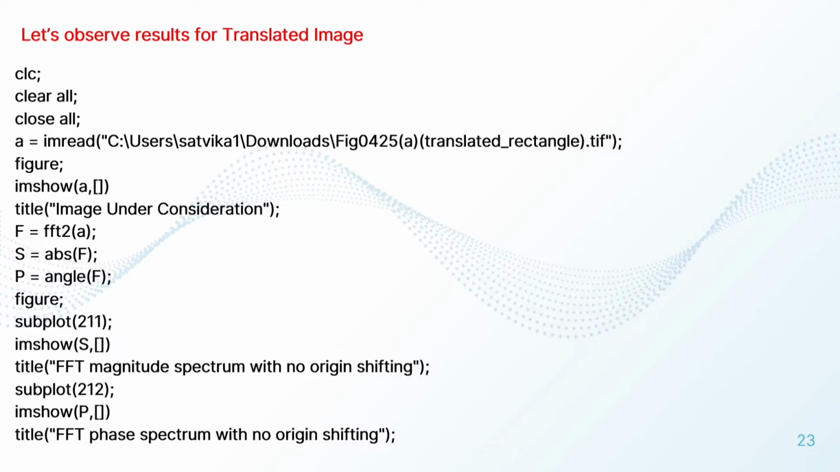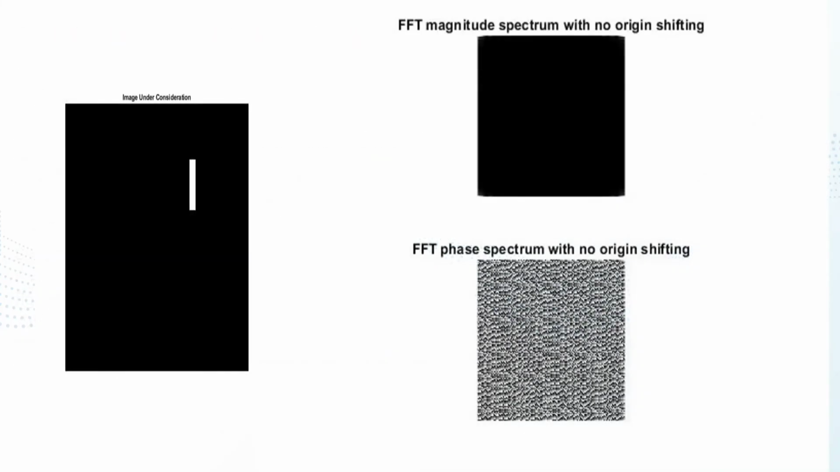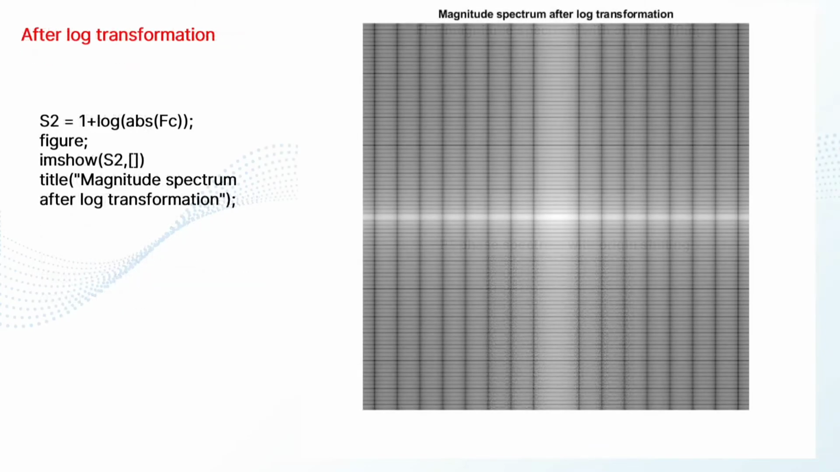Now let us perform some operations on the translated and rotated versions of our reference image and compare the spectrums in the end. Let's see the results for the translated image. On the left, we can see the translated reference image and on the right, the magnitude and phase spectrum with not much detailing. We can observe a change in the phase spectrum from the original reference image. After origin shifting, a bright spot in the center of the magnitude spectrum is observed. It is the same as that of the original reference image, even though the input image is translated. Here we can observe the magnitude spectrum after log transformation.